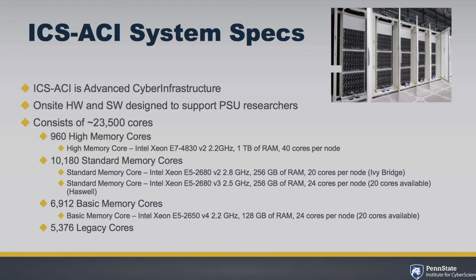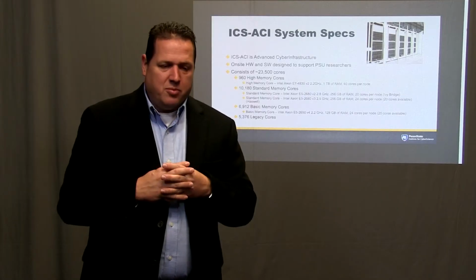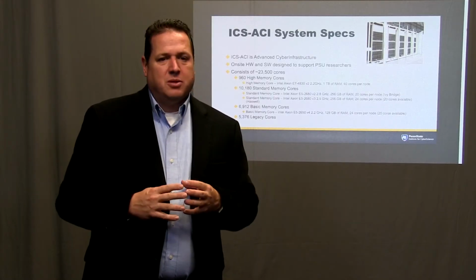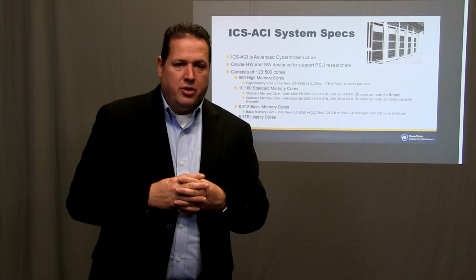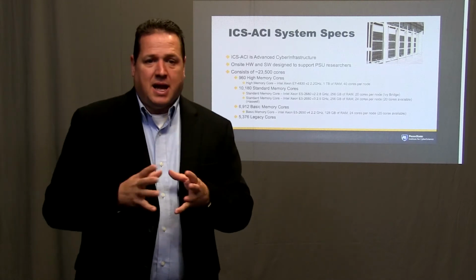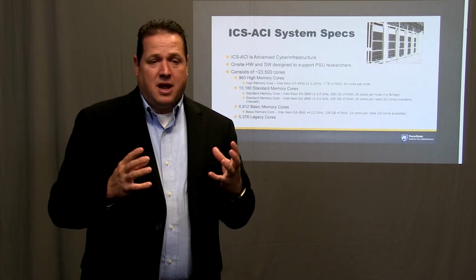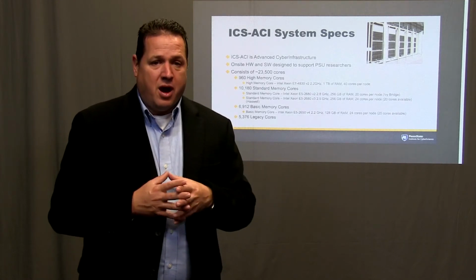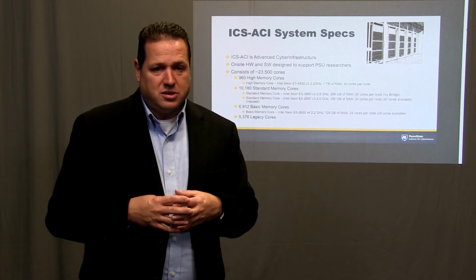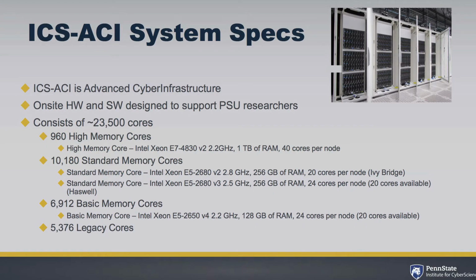So the system specifications. ACI is Advanced Cyber Infrastructure. I talked about that before. You might hear the term utilized: high performance computing systems, supercomputer, those type of things. But ACI is our Advanced Cyber Infrastructure. That's what we call our system here. It is nothing more than on-site hardware and software designed to support PSU researchers, okay? We've got a number of different types of cores to allow for different jobs. Total in the whole system, we have a little bit over 23,000 cores today, okay? You can see the breakout in there in the presentation of what those entail.